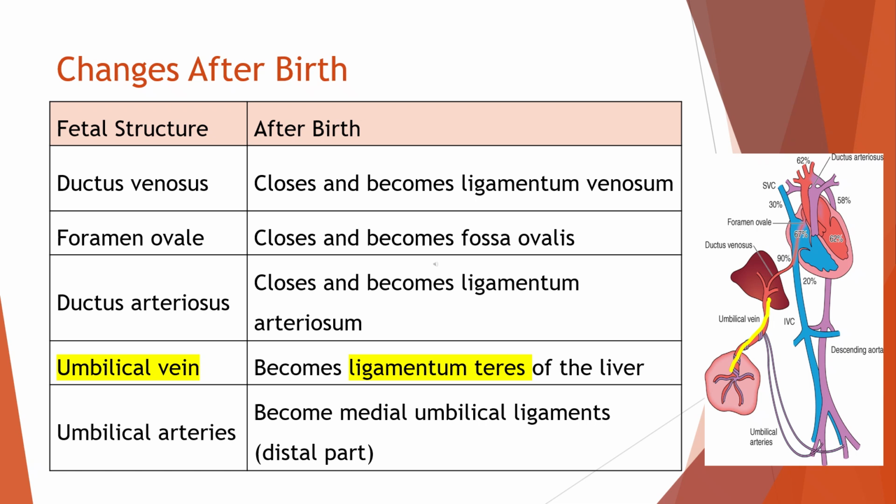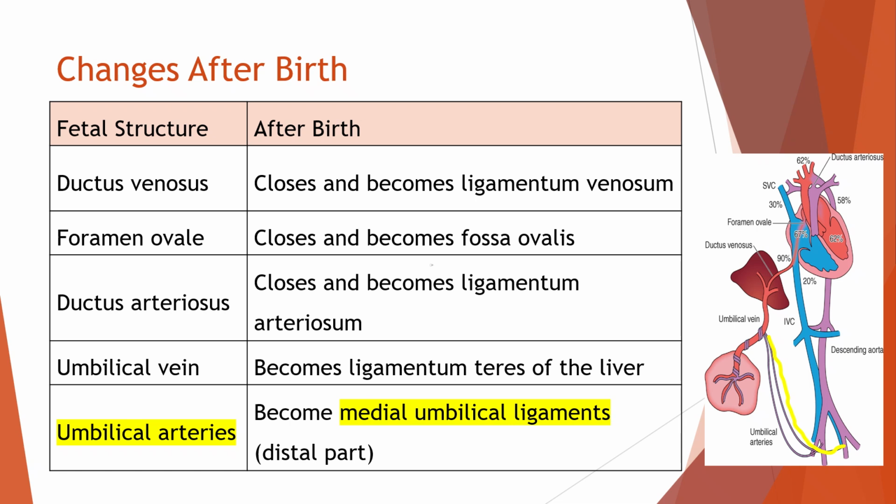Now, what happens to the umbilical vein? The umbilical vein carried oxygen-rich blood from the placenta to the fetus. After birth, it is no longer required. It closes and becomes the ligamentum teres of the liver, also called the round ligament of the liver.